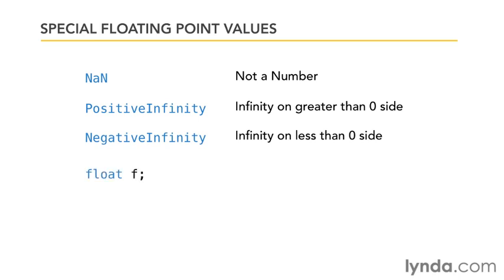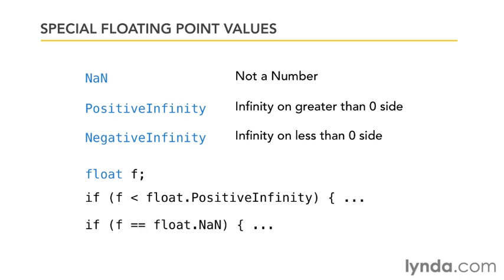For example, if you have a variable f defined to be of type float, you can do things like say, if f is less than float.PositiveInfinity. You can also check to see if f is equal to not a number. You can do things like check if f is positive infinity or is negative infinity. And these are useful for things like sorting algorithms. You can also check to see if the float is not a number.